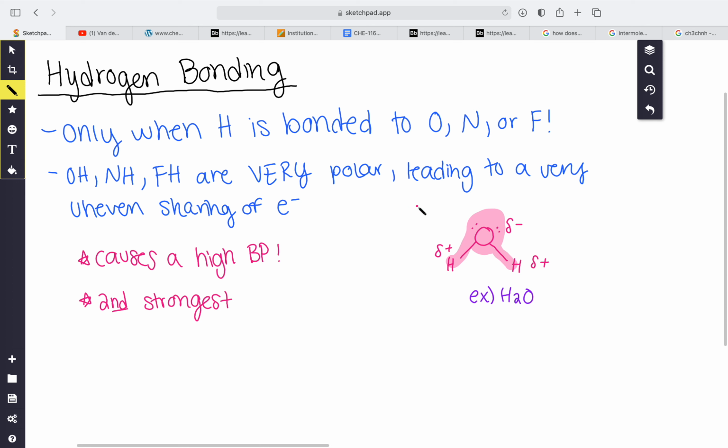It's going to be more polar than your regular old polar molecule. It's extremely polar, and because of that, it's going to cause a high boiling point, a high melting point, and overall very strong intermolecular forces. So that's why hydrogen bonding is so special. It's just because you have two things that are so different in electronegativity that they're so extremely polar that not even polar molecules are really close to it. So that's why that one's special and why it's the second strongest.